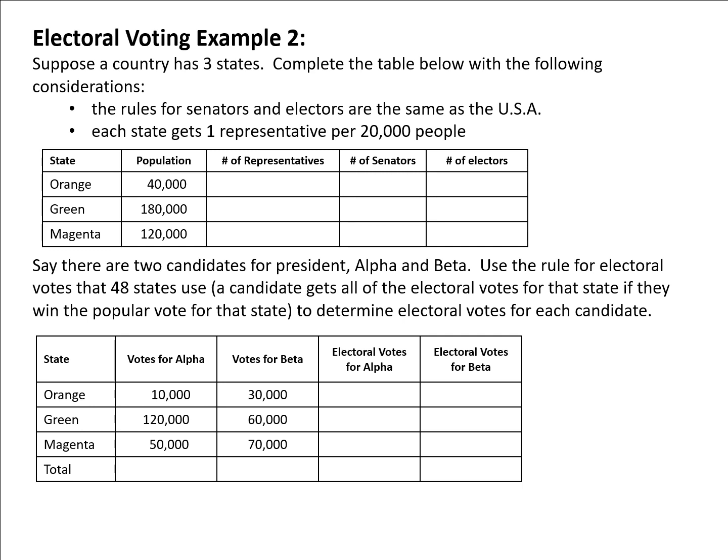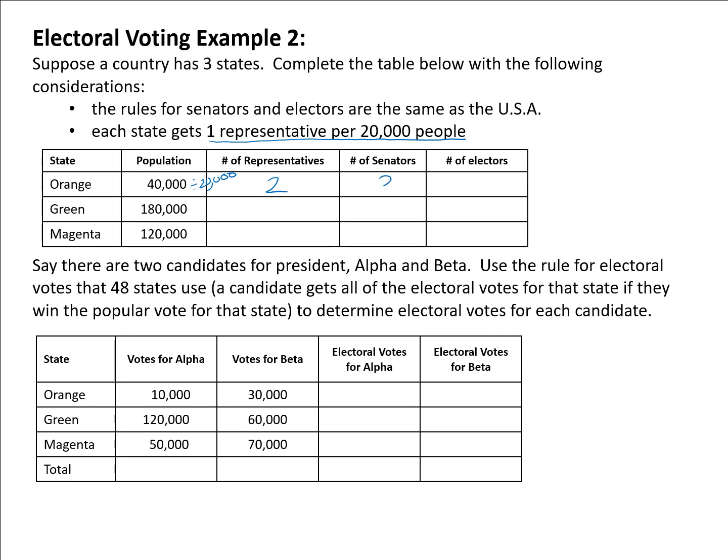Let's look at one more example. Here we have a country that has 3 states. So again, a hypothetical country. I've got the population of each state in the table here. And in this country, let's say that there's 1 representative for every 20,000 people. So in the state of Orange, that has 40,000 people, you would have 2 representatives. Again, just divide 40,000 by how many people are in each district, so 20,000 people. So you have 2 representatives.